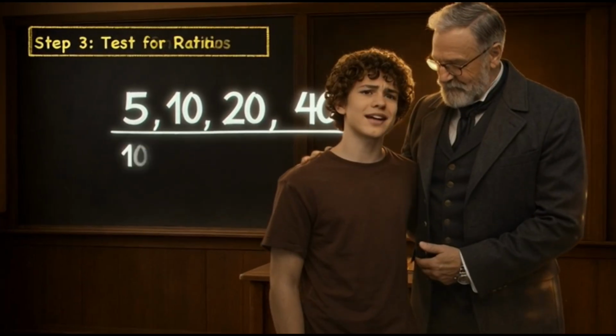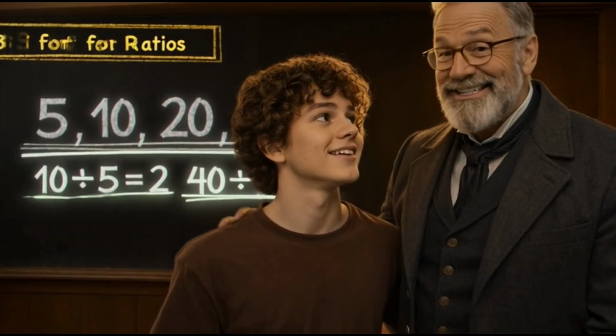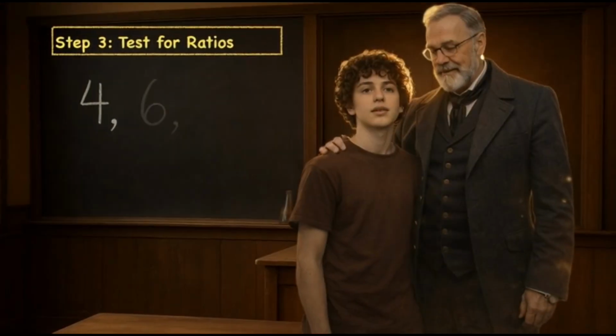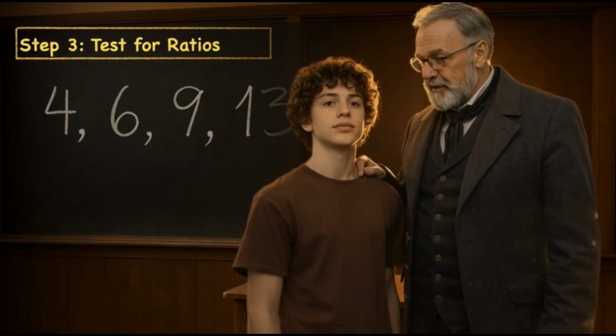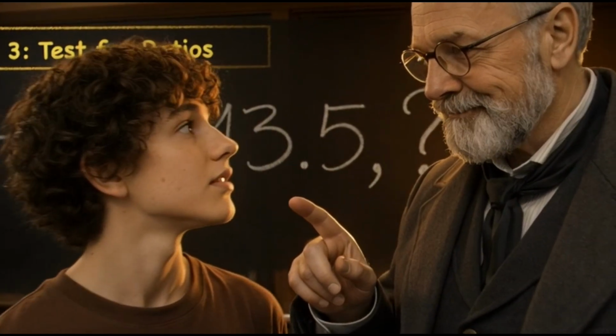Let's test the ratios again. Each number is twice the one before it, so we double 40. Excellent reasoning, Jaden. When the ratio stays constant, prediction becomes simple. Sometimes the pattern is not doubling. Instead, we test the ratio between the numbers.